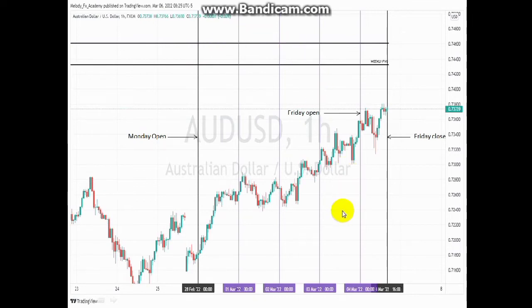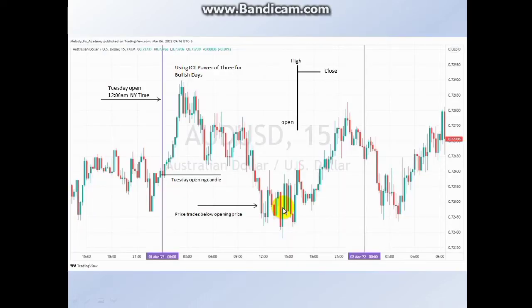Now let us go down to our 15-minute charts, our intraday charts, and see what we have right here. This is the previous week that has closed, and this is on Tuesday's opening. If you are a student of ICT, you know that we normally start our trading week on Tuesday. So knowing that we are expecting bullishness in price, we are going into the marketplace with just one mindset, and that is to buy. We are looking for buying entries, we are looking for buying signals.